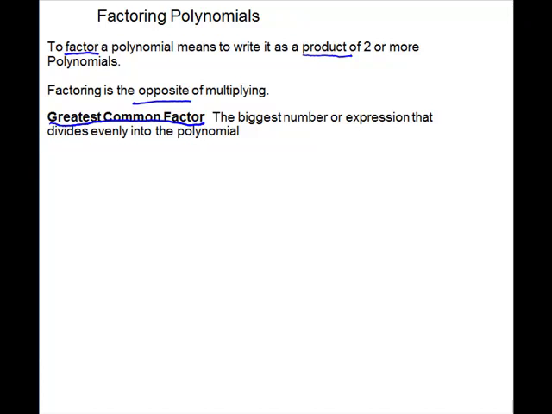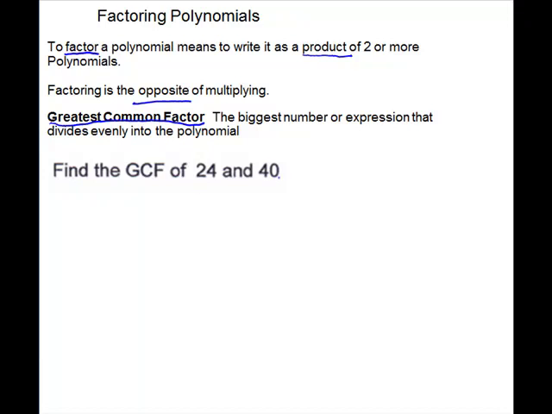The greatest common factor, from now on we'll call it the GCF, is the biggest number or expression that divides evenly into the polynomial. Our first problem is to find the GCF of 24 and 40. So we want the biggest number that divides evenly into 24 and 40. I always try the lower one. Does it go into the larger one? If so, that will be your GCF. But 24 doesn't go evenly into 40, so we have to go lower than that.